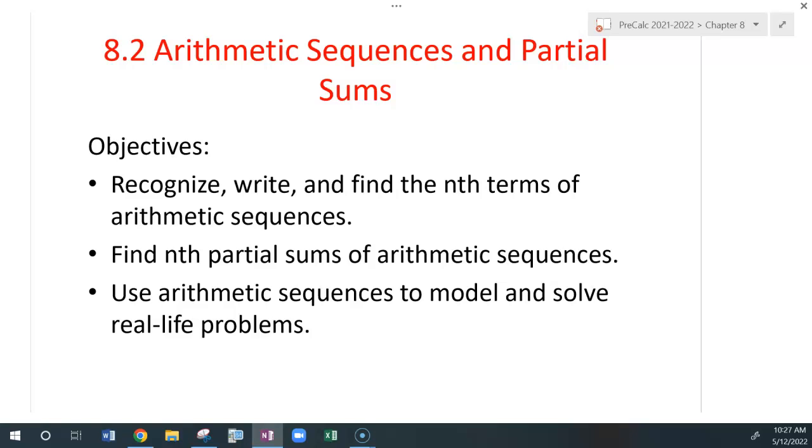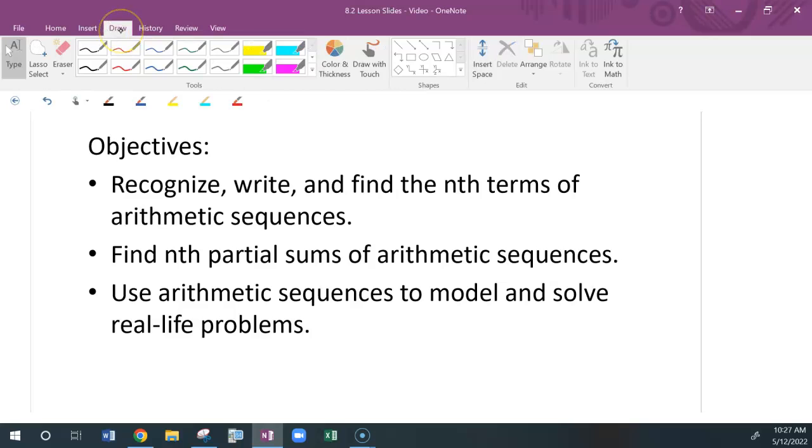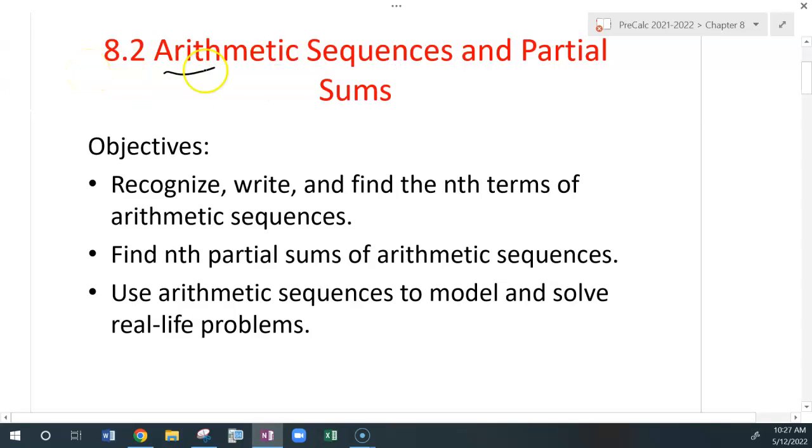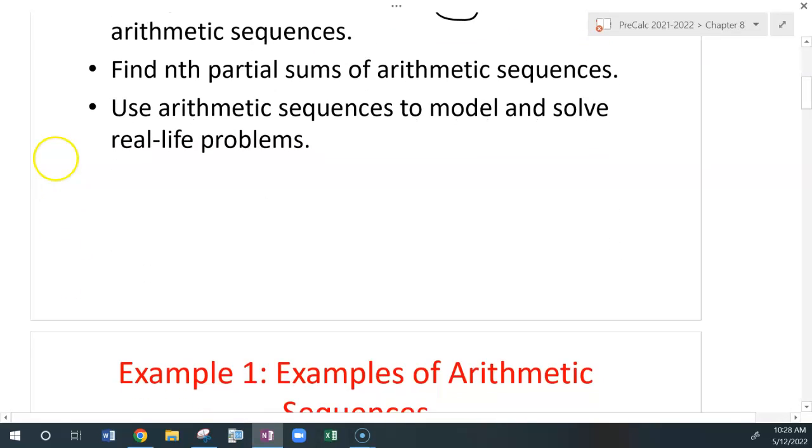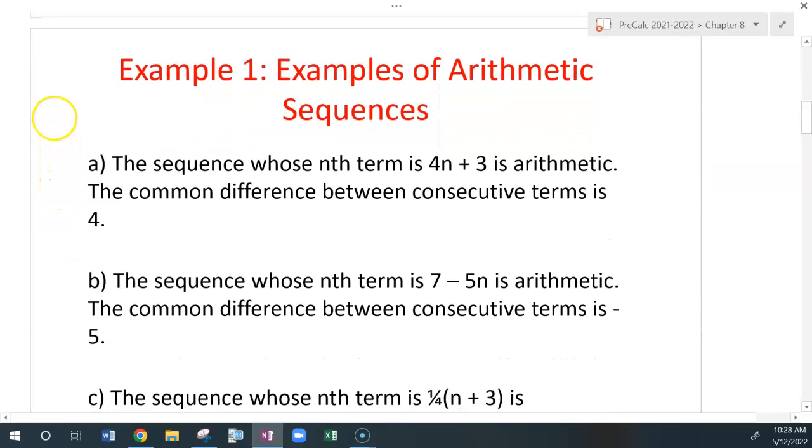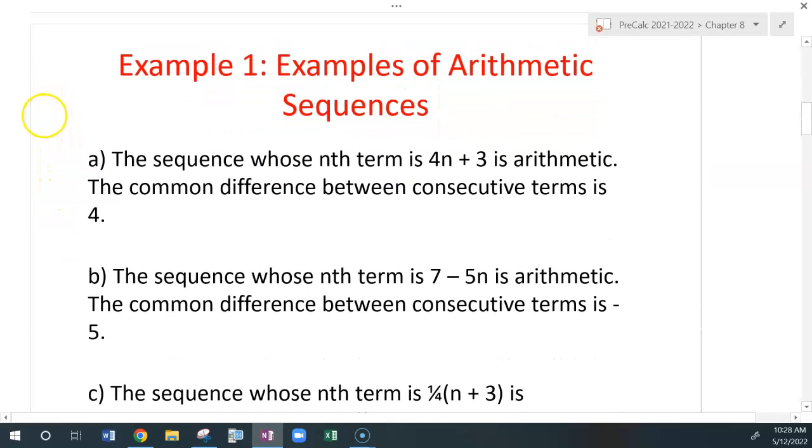So in this lesson, we are going to focus specifically on what's called arithmetic sequences. And we are going to recognize and write the nth term of arithmetic sequences. We can also find the partial sum, and we're going to use these arithmetic sequences to model and solve a real-life problem. So first up, let's talk about what an arithmetic sequence is.